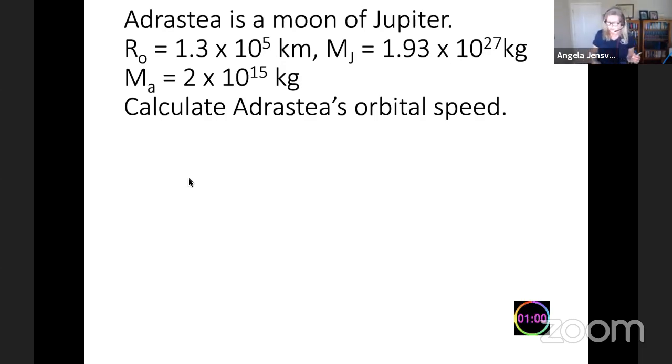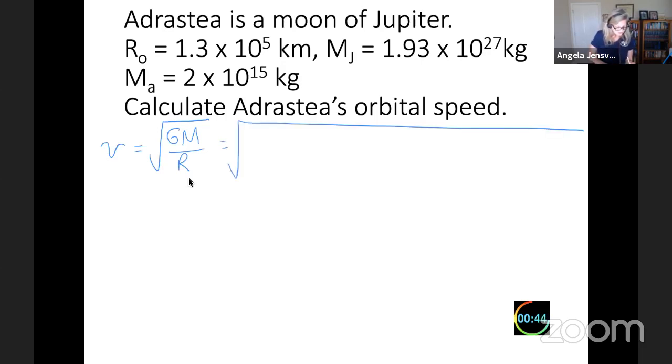Okay, so hopefully you wrote down the equation for orbital speed. If not, you could just derive it really quick using a force diagram in Newton's second law. So the orbital speed is the square root of GM over orbital radius. So let's plug in our constant. Plug in the mass of the object being orbited.